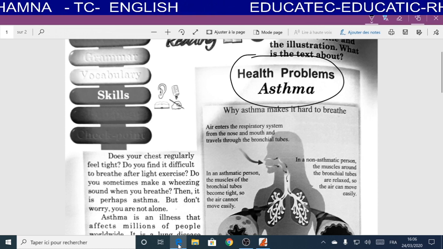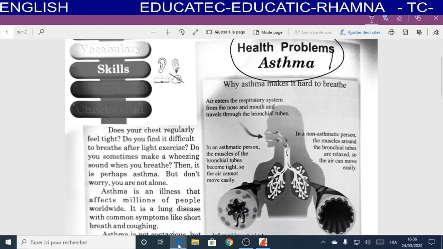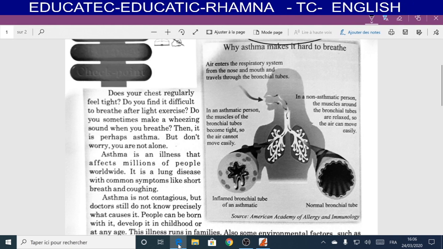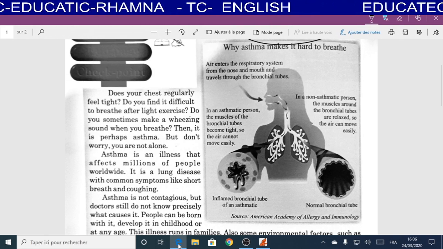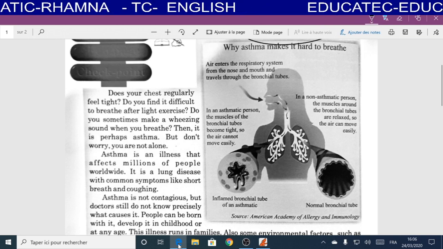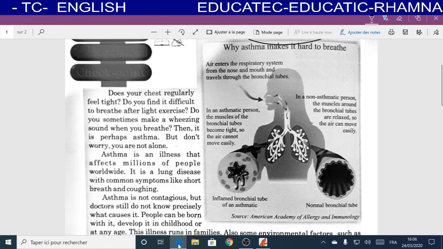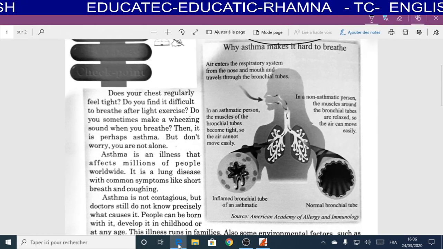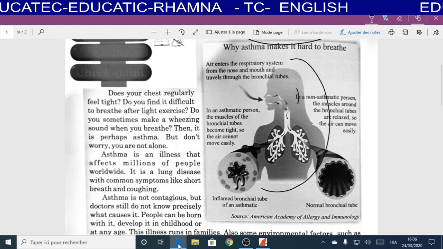So we are going to see the illustration now that we have here. This is, as you can see, a document. What is the title of this document? Why asthma makes it hard to breathe. As you can see here, we have a human body, right, of a female.